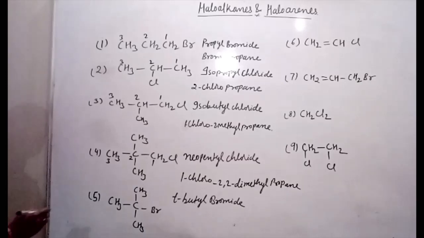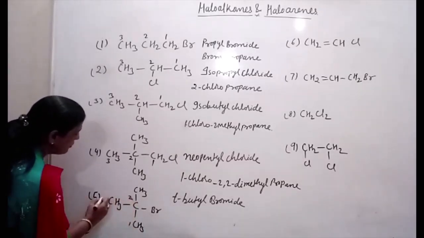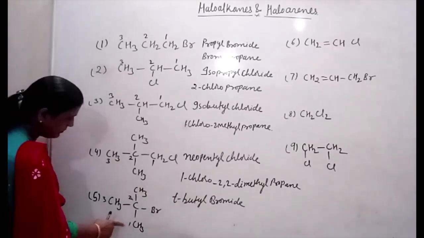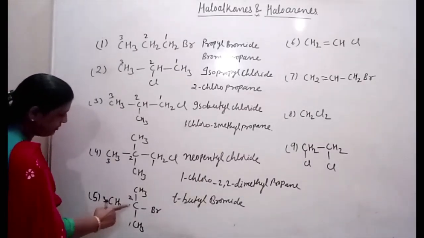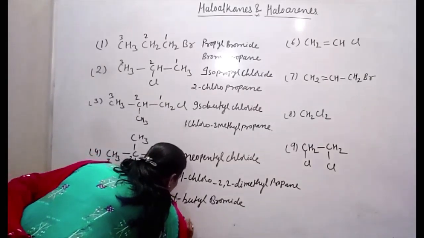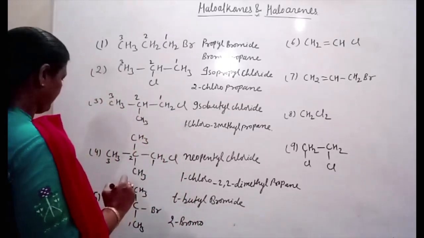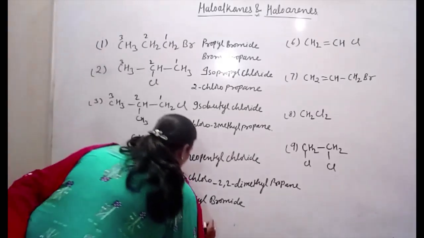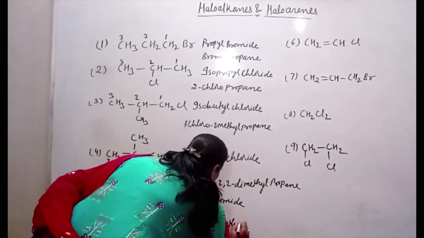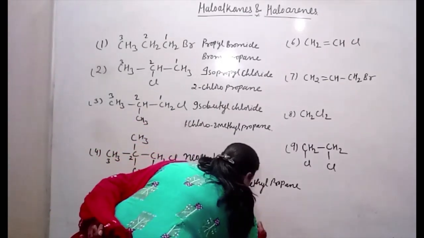And the IUPAC name is 1, 2, 3. So here this is 2-bromo-2-methylpropane.